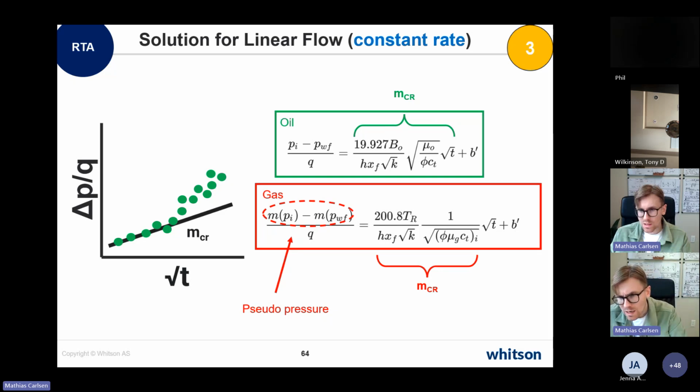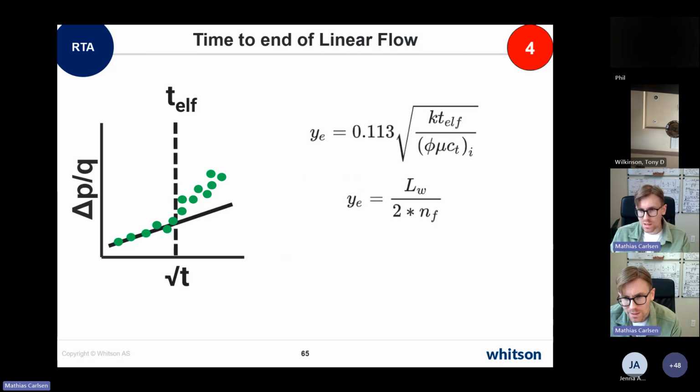And then where does this time to end of linear flow come in? Well, the time to end of linear flow is the exact equivalent for linear flow to the radius of investigation equation that was very common and fundamental in the reservoir engineering courses I did in university. It's the same thing, it's just for linear flow. So that equation, the time to end of linear flow equation, is the second equation that's needed to get all the pieces to fall in place.